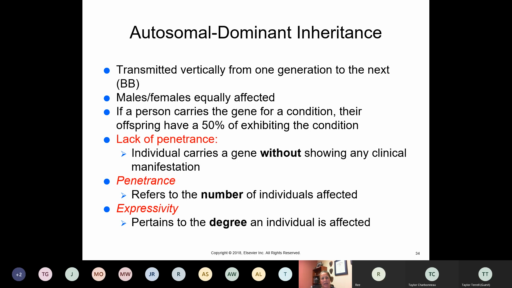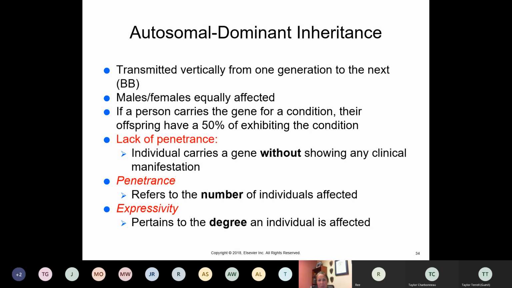If you have two B's, big B's, capital B's, those would be transmitted vertically from one generation to the next. So the dominant trait will affect vertically from one generation to the next generation, and it's transmitted that way. Males and females in this particular case are affected equally. If a person carries that gene for this condition, their offspring have a 50% chance of exhibiting the condition.